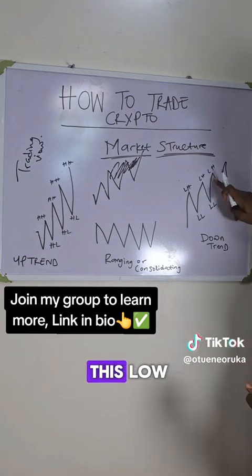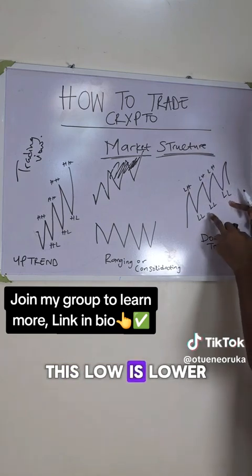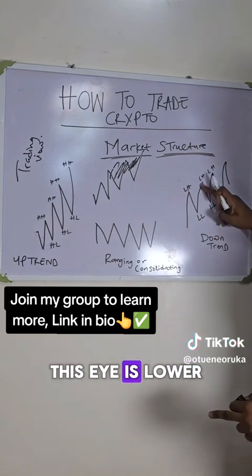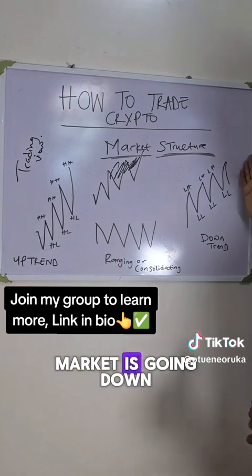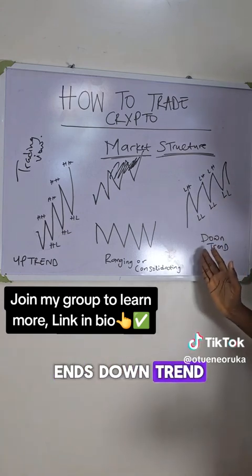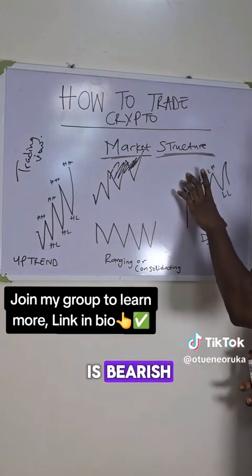So you see that this low is lower than this low. This low is lower than this low. This high is lower than this high. This high is lower than this high. So we'll say the market is going down, hence downtrend. So in this kind of situation, we'll say the market is bearish.